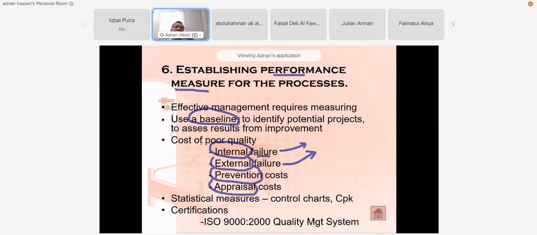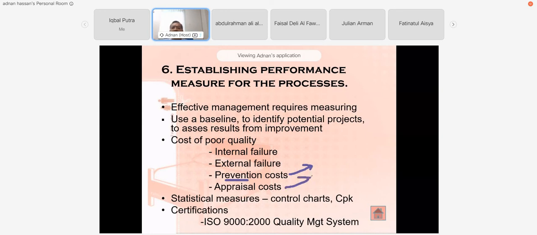So all these are what we call causes of poor quality, whether the failure happens internally or externally. And we can spend money to prevent failure from happening. This is what we call prevention costs. So what are the activities related to prevention? We implement, for example, measures to prevent producing bad products. Prevention costs. And also we can have appraisal costs.